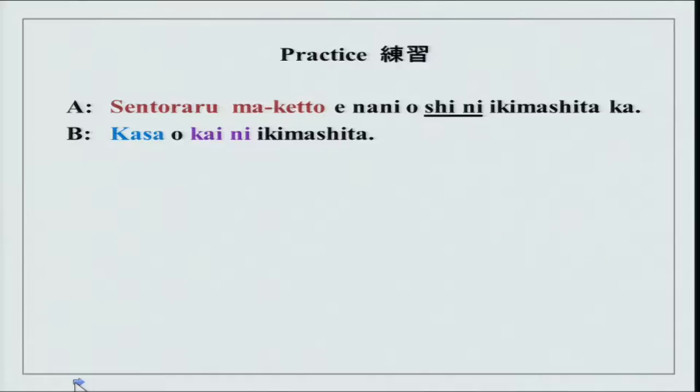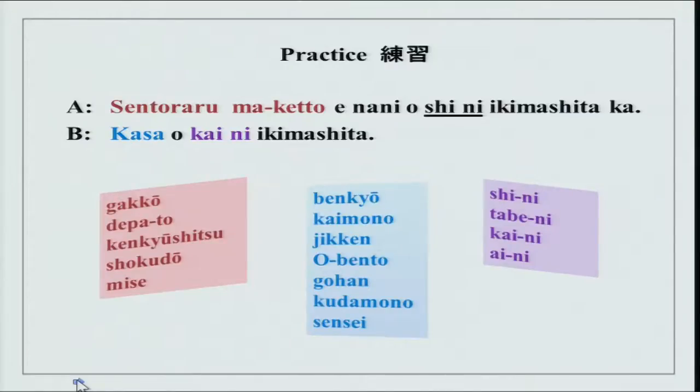Doshite shokudo e ikimashita ka? Tabe ni ikimashita. Doshite gakko e ikimashita ka? Sensei ni ai ni ikimashita. Now you can practice this over here. You have all these options given. Doshite gakko e ikimashita ka? Sensei ni ai ni ikimashita. Doshite depato e ikimashita ka? Kaimono o shi ni ikimashita. Doshite shokudo e ikimashita ka? Obento o kai ni ikimashita.